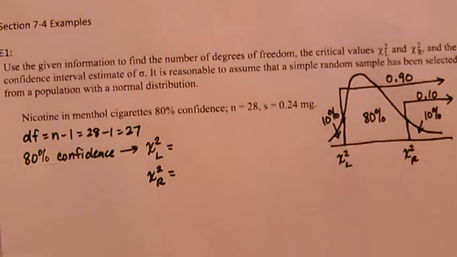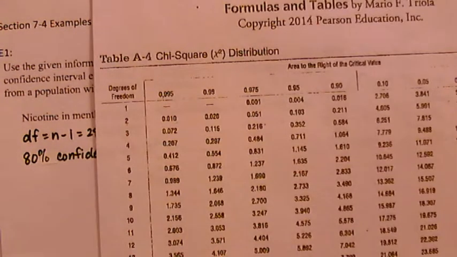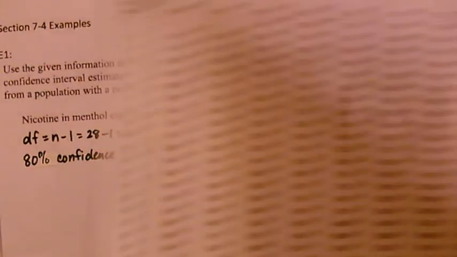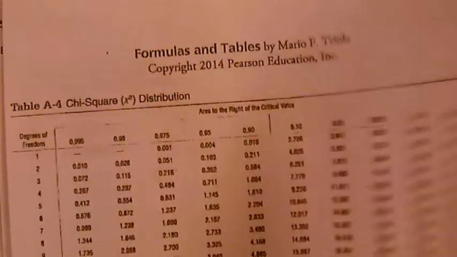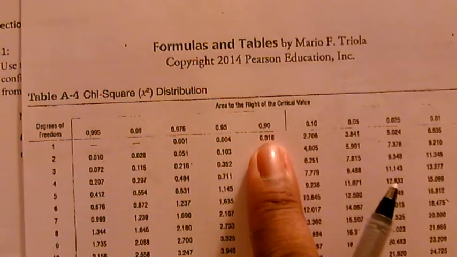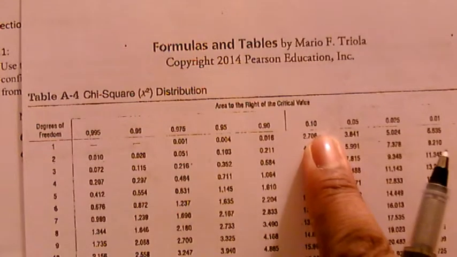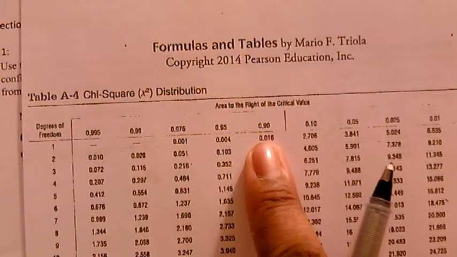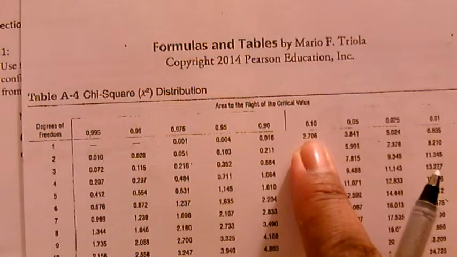So using table A-4, or your chi-square distribution table, we're going to find 27 degrees of freedom, which is down here. And then look at the top for these two values. 0.90 is right here, and also 0.10, which is here. Okay, that 0.90 represents the chi-square value on the left. The 0.10 represents the chi-square value on the right.